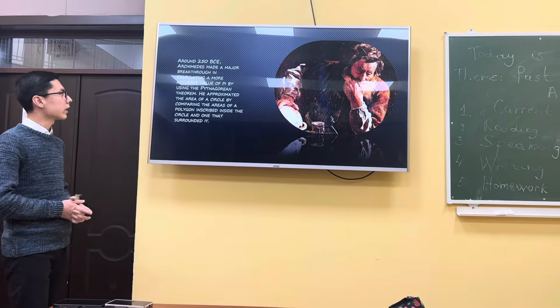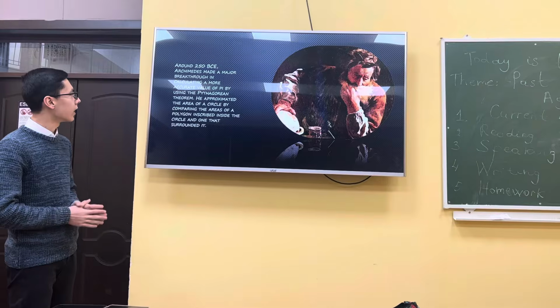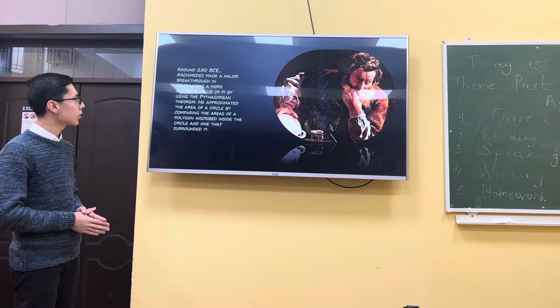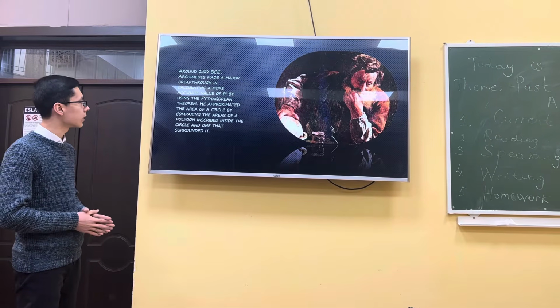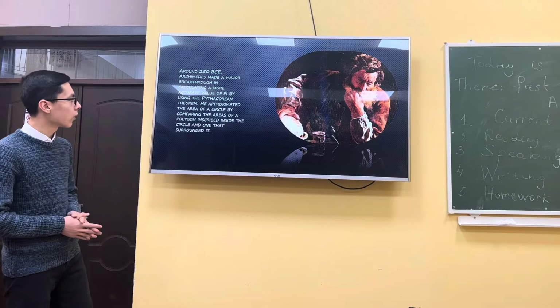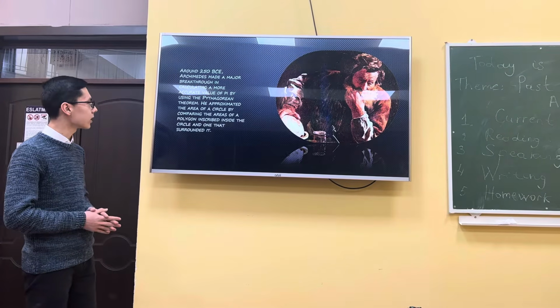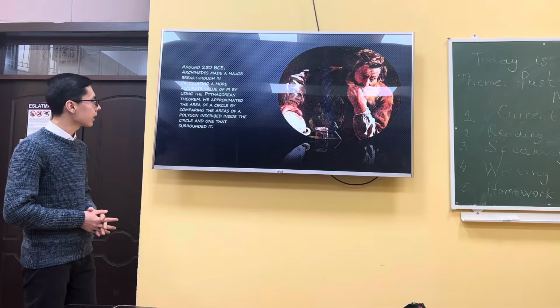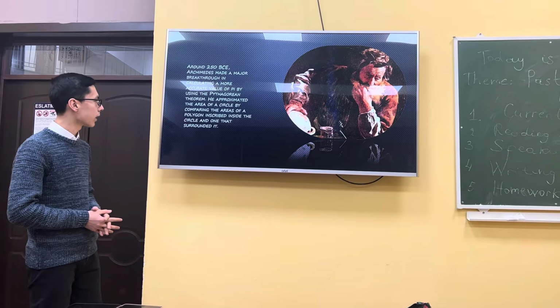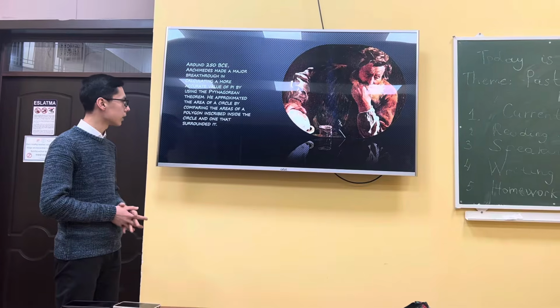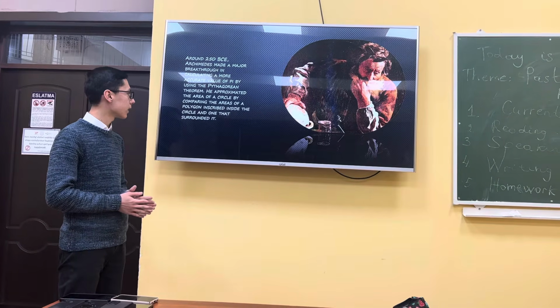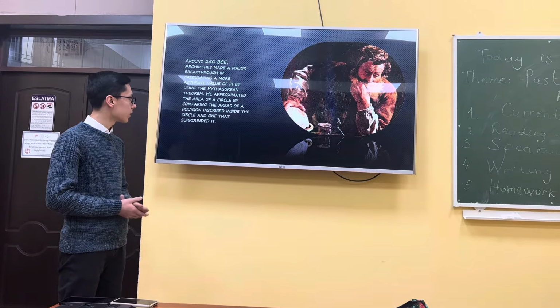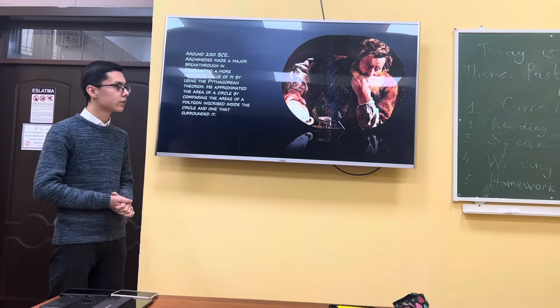Around 250 BCE, Archimedes made a major breakthrough in calculating a more accurate value of pi by using the Pythagorean theorem. They approximated the area of a circle by comparing the areas of a polygon inscribed inside the circle and one that surrounded it.